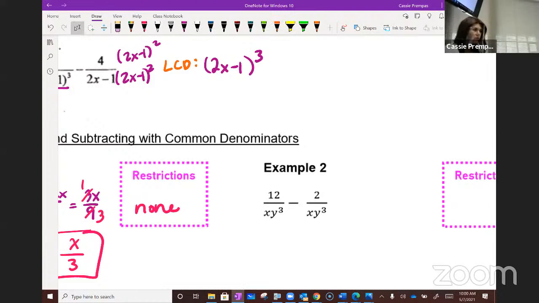Example 2, the denominators are the same. So we just combine the numerators. This time it's subtraction. So we would do 12 minus 2 over xy cubed, which would just give me 10 over xy cubed.